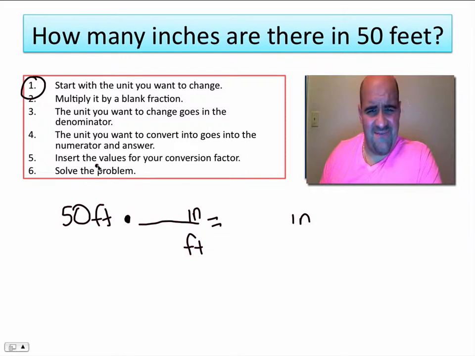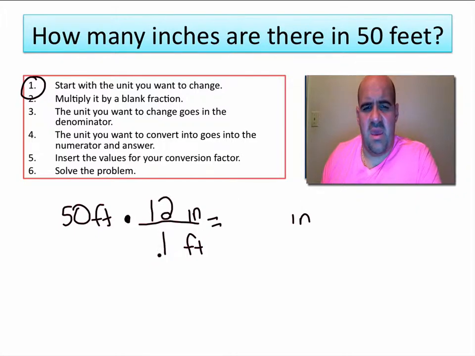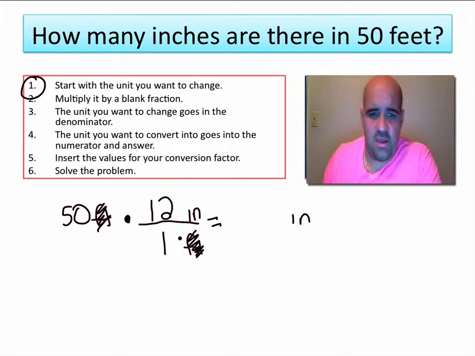And it says insert the values for your conversion factor. This is going to be a conversion factor. So all we got to do is figure out what is the relationship between inches and feet or a foot. Well, we know that 12 inches is 1 foot. And what we see is we have a feet up here and feet down here. And these are going to cancel because units cancel in division from our last video.